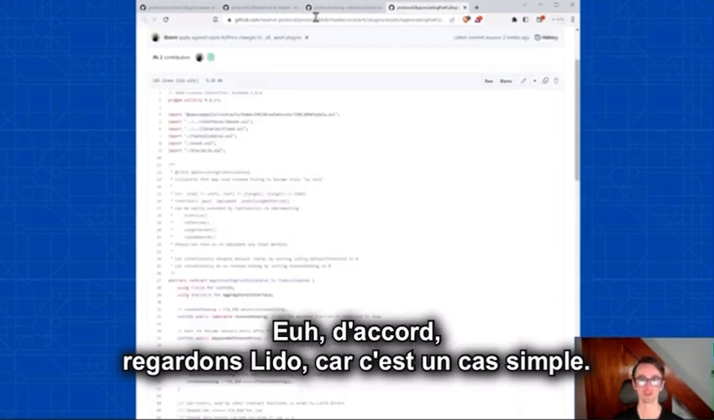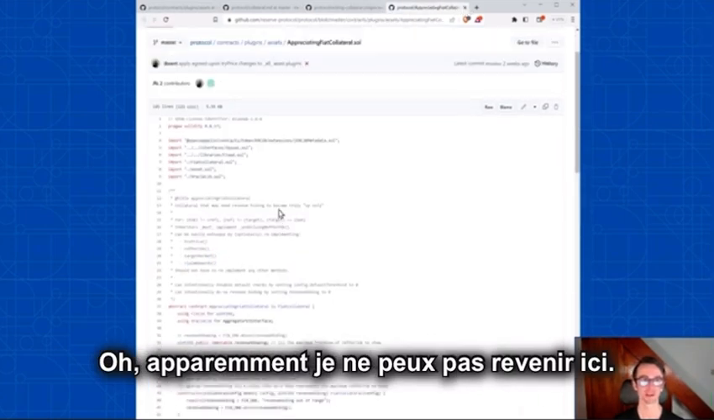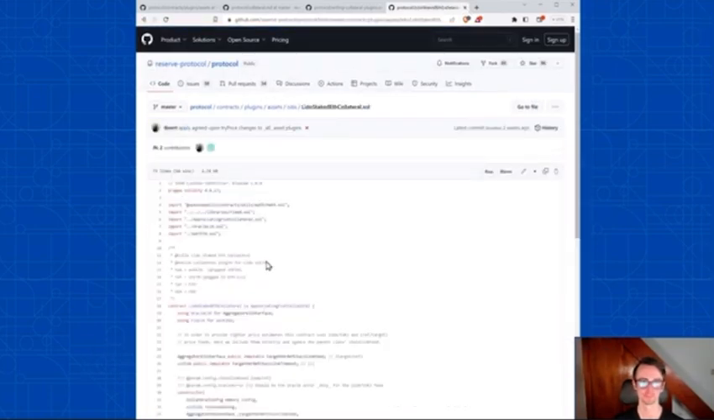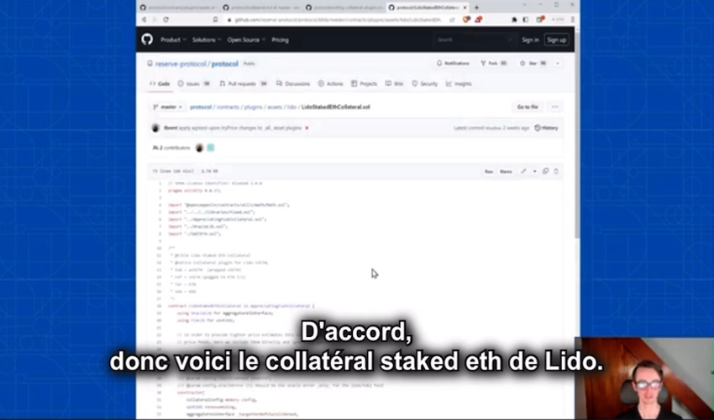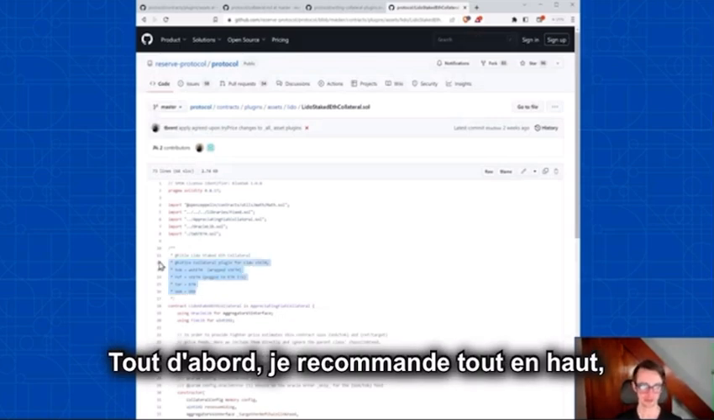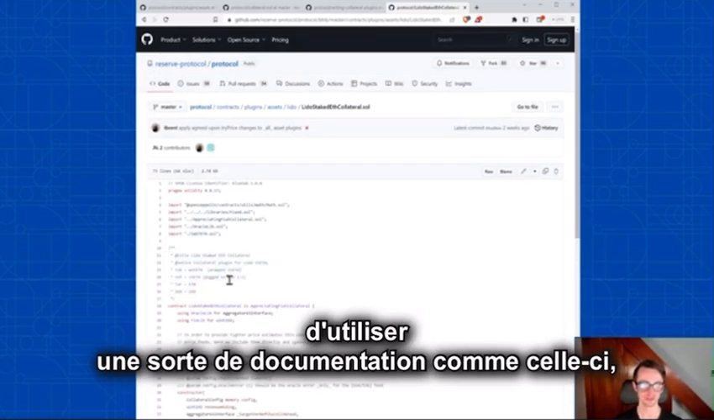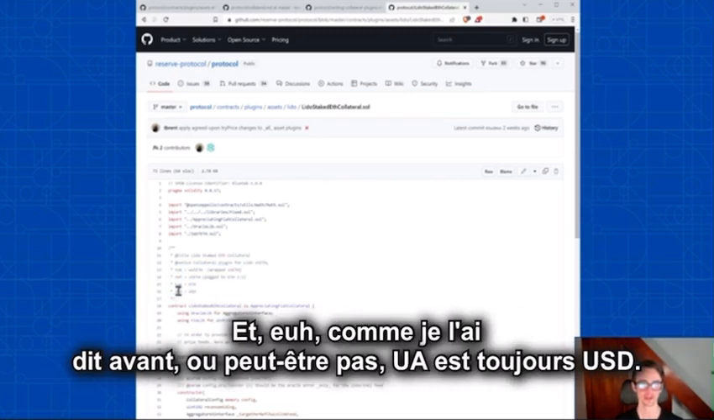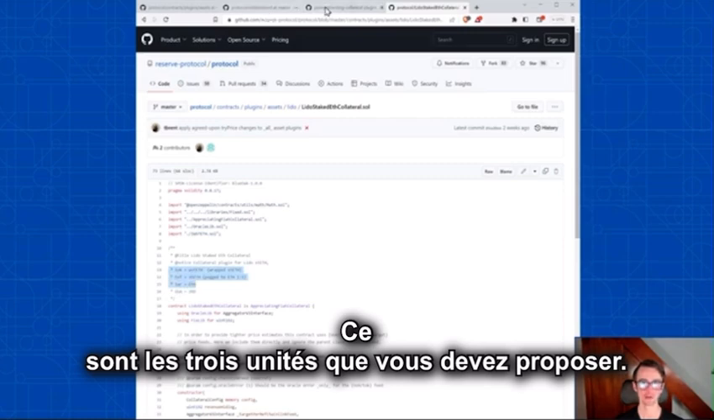Okay, let's look at Lido because it's a simple case. Okay, so here's Lido staked ETH collateral. First, I recommend at the very top using some kind of documentation like this where you explicitly say what the 4 units are equal to. And as I said before, UOA is always USD. These are the 3 units you need to come up with.